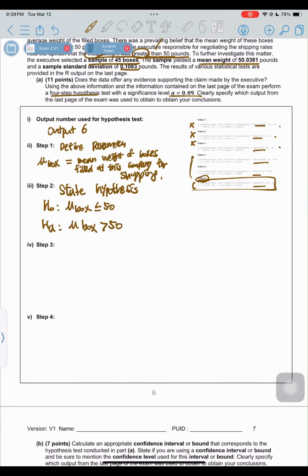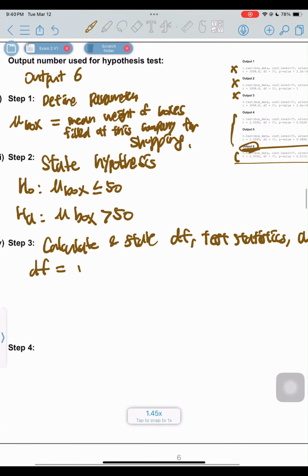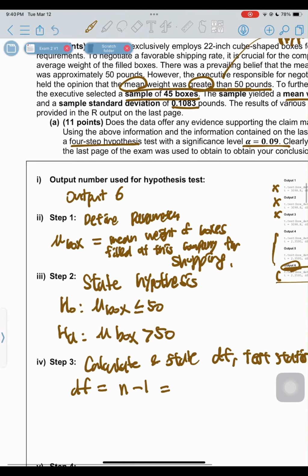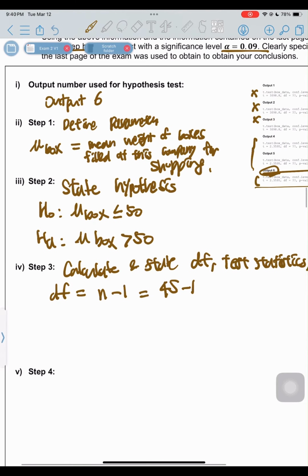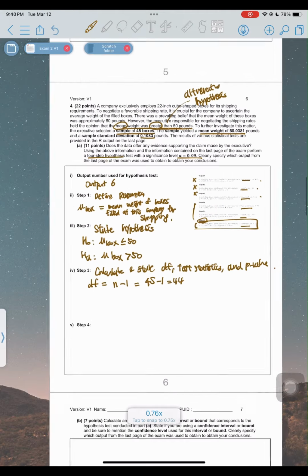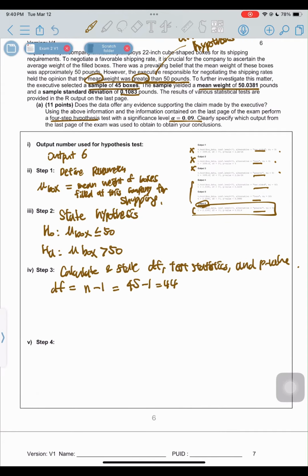Okay, cool. Now in step 3, you usually calculate and state degrees of freedom, test statistic, and p-value. Let's do degrees of freedom first. Degrees of freedom is usually n minus 1 for the t statistic. The t statistic has a sample size of 45, so 45 minus 1, which is 44. So we have degrees of freedom of 44.